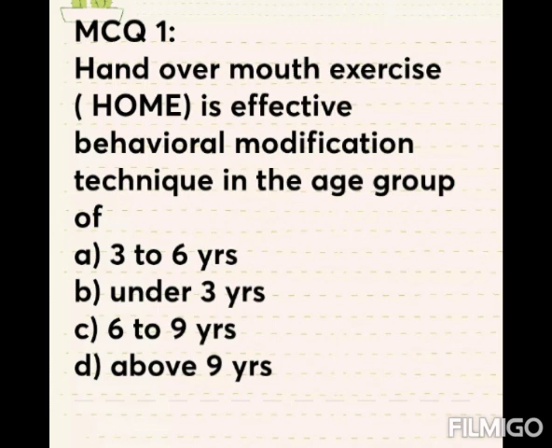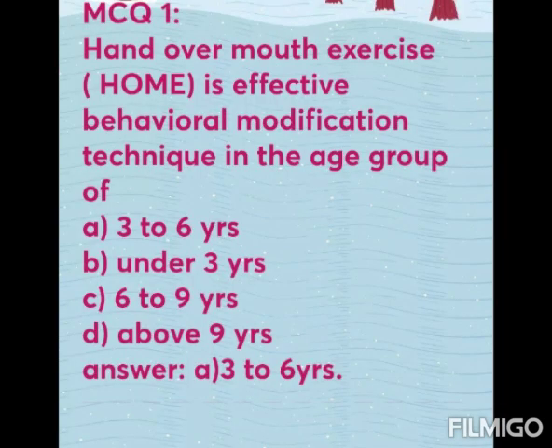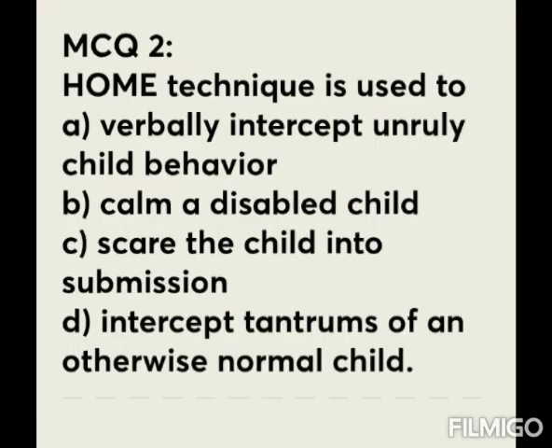The first question is, hand over mouth exercise is an effective behavioral modification technique in the age group of: option A, 3 to 6 years; option B, under 3 years; option C, 6 to 9 years; option D, above 9 years. So the answer is 3 to 6 years. HOME is effective only in 3 to 6 years. Under 3 years we shouldn't use this technique.